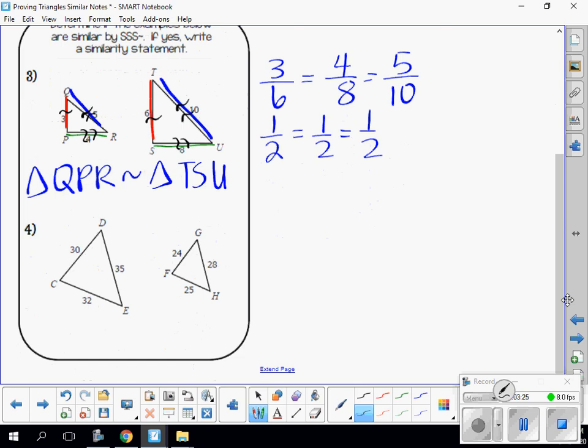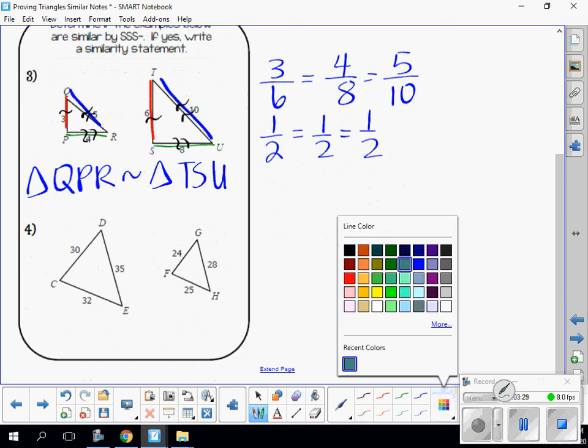On number 4, if we do that, so I'm looking for my smallest side. My smallest side is 30.